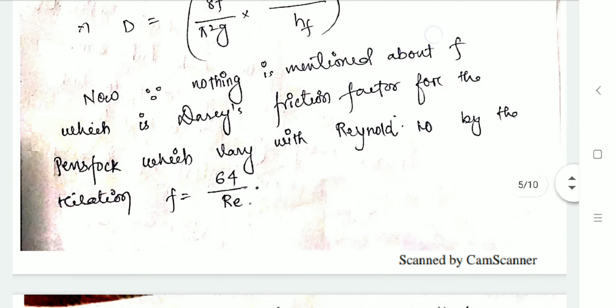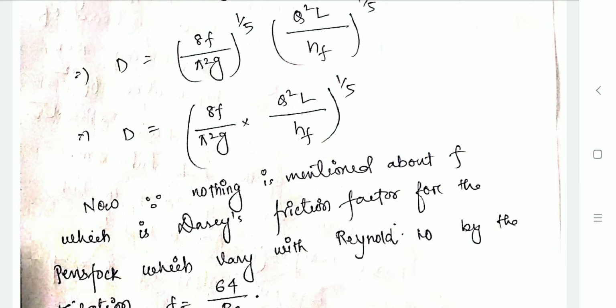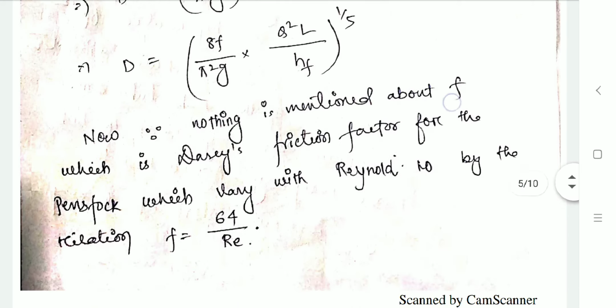So in this equation, except for the Darcy's friction factor, we know all the terms. So we need to find the Darcy's friction factor. Since nothing is mentioned about the Darcy's friction factor, we need to assume. So we know that friction factor depends on the Reynolds number. f is equal to 64 by Re.